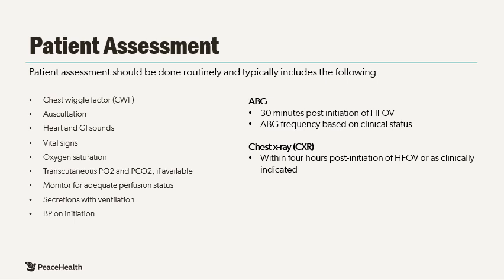Patient assessment should be done routinely, and it typically includes the following. ABGs should be performed 30 minutes post initiation of ventilation. ABGs should also be done frequently based on clinical status. A gas should also be drawn 1 hour after any major setting changes or when clinically indicated. Chest x-ray should be performed within the first 4 hours of initiation of ventilation or when clinically indicated. We also might want to think of a chest x-ray whenever lung overinflation or underinflation is suspected.